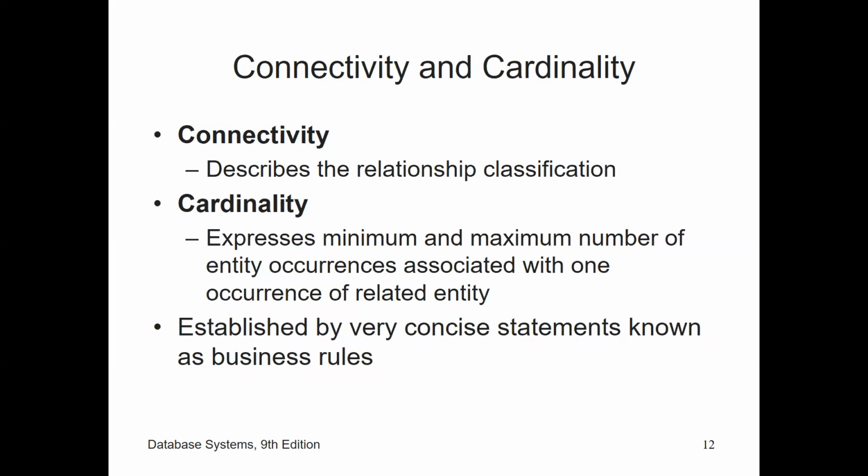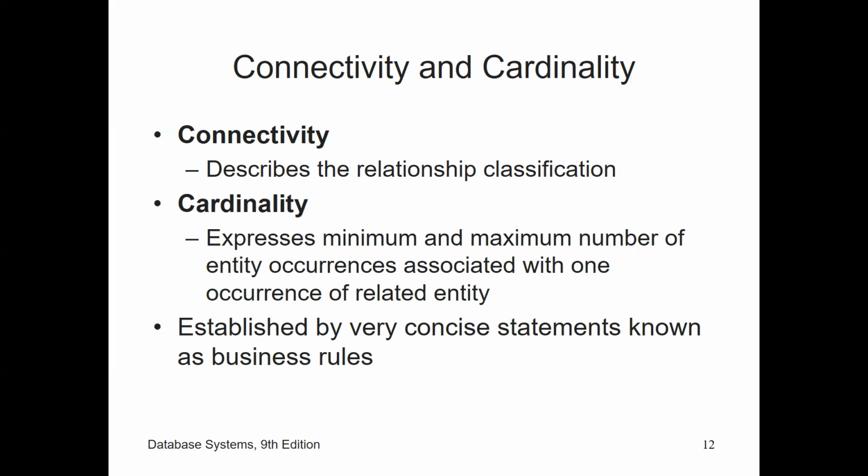Connectivity and cardinality. The entity relationships may be classified as one-to-one, one-to-many, and many-to-many. The term connectivity is used to describe the relationship classification. Cardinality expresses the minimum and maximum number of entity occurrences associated with one occurrence of the related entity. Connectivities and cardinalities are established by very concise statements known as business rules.